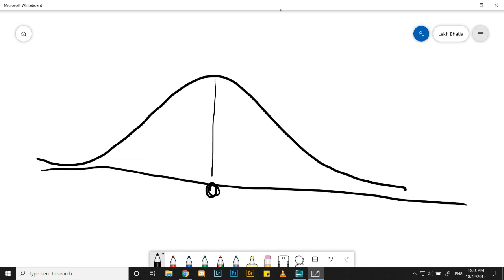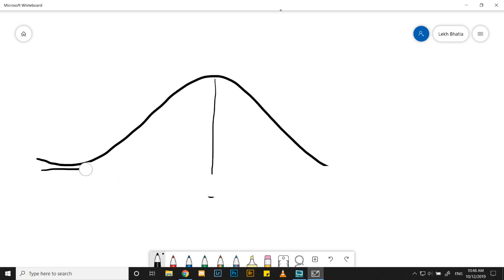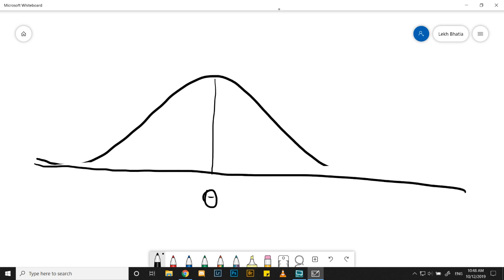Wow, I really can't draw. It's like next level bad. Now it looks like a theta. This is horrible. This is fine. This is honestly okay. Yeah.